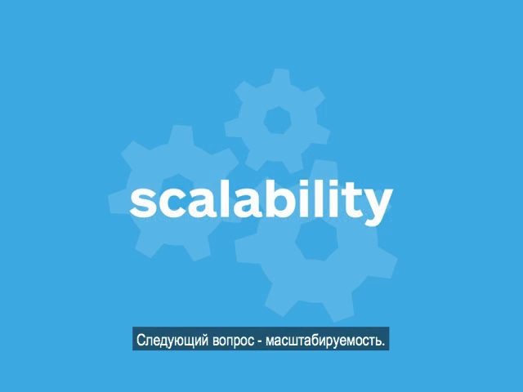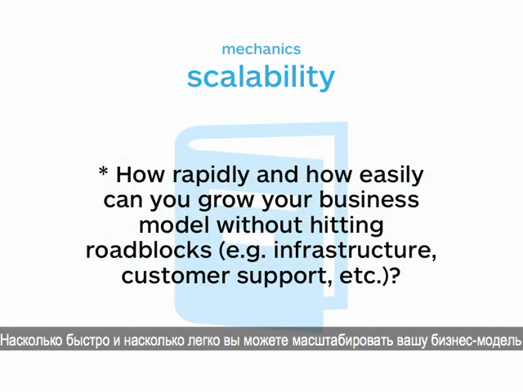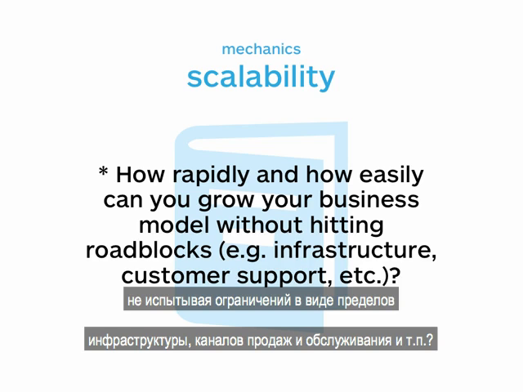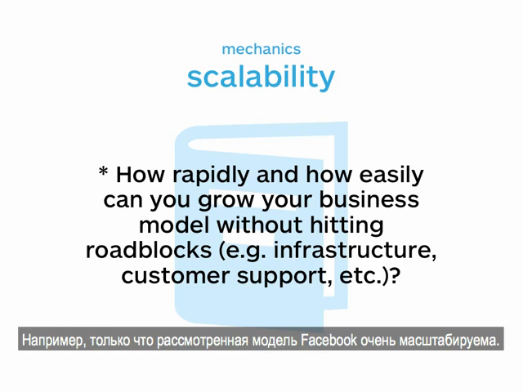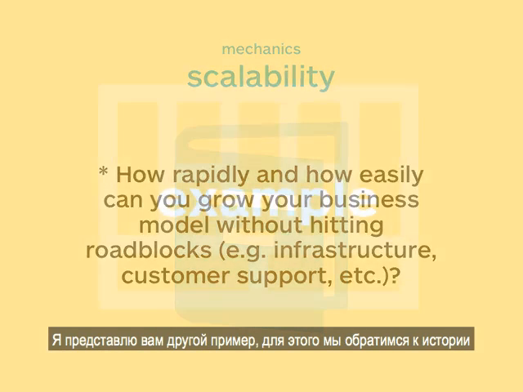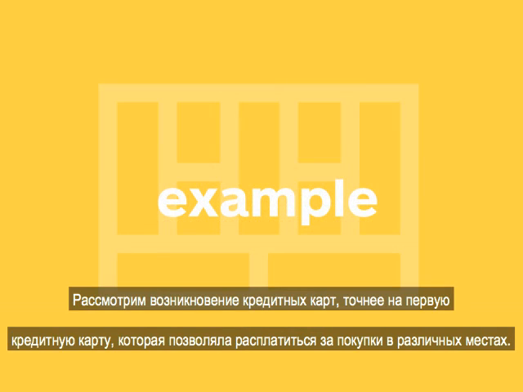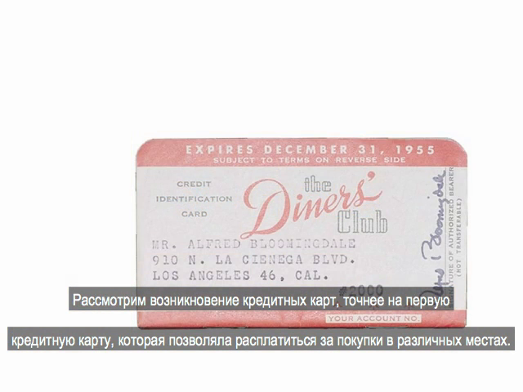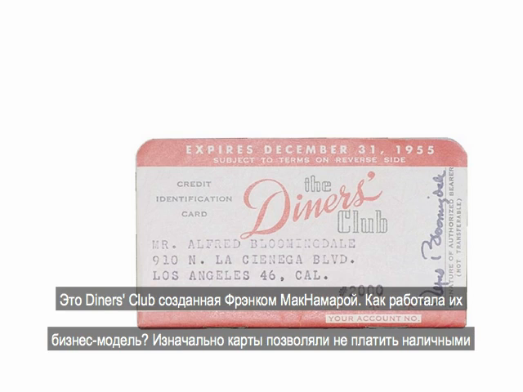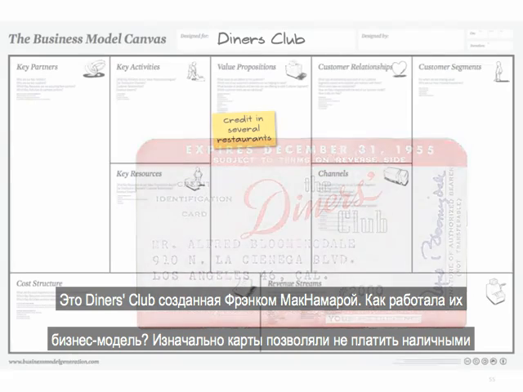Let's look at the next question, scalability. So how rapidly and how easily can you grow your business model without hitting roadblocks in terms of infrastructure, customer support, etc.? The model we've seen before on Facebook is extremely scalable. But I will show you a different example, and we'll go back in history a little bit. We'll look at credit cards. We'll in fact look at the first credit card that existed, the first credit card that would allow you to pay in different places. It's the Diners Club. How did their business model work?